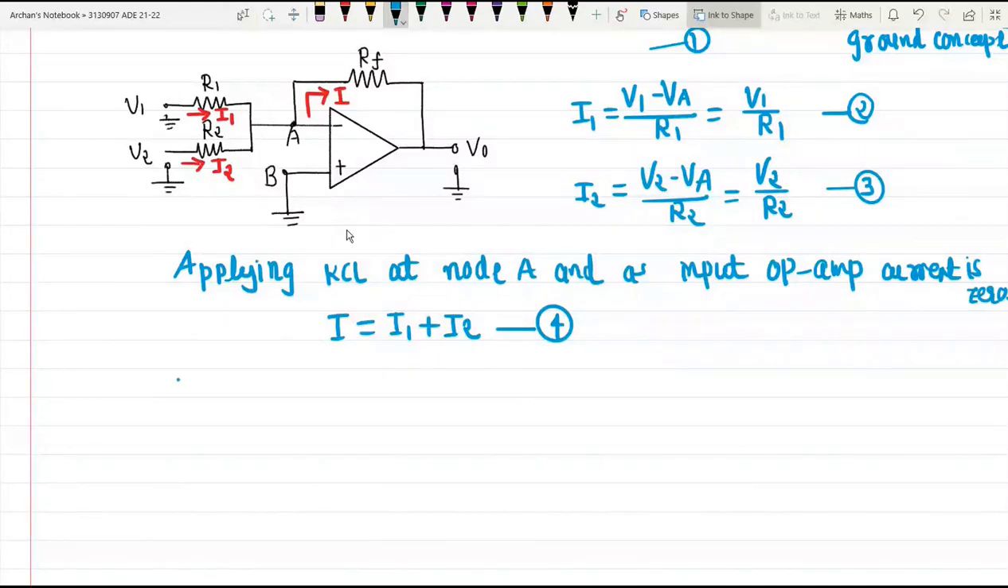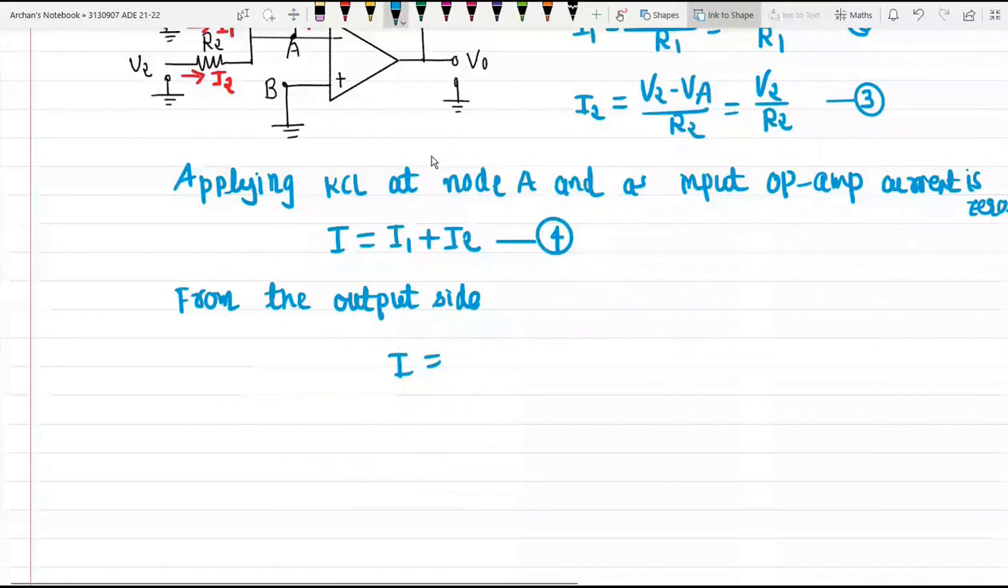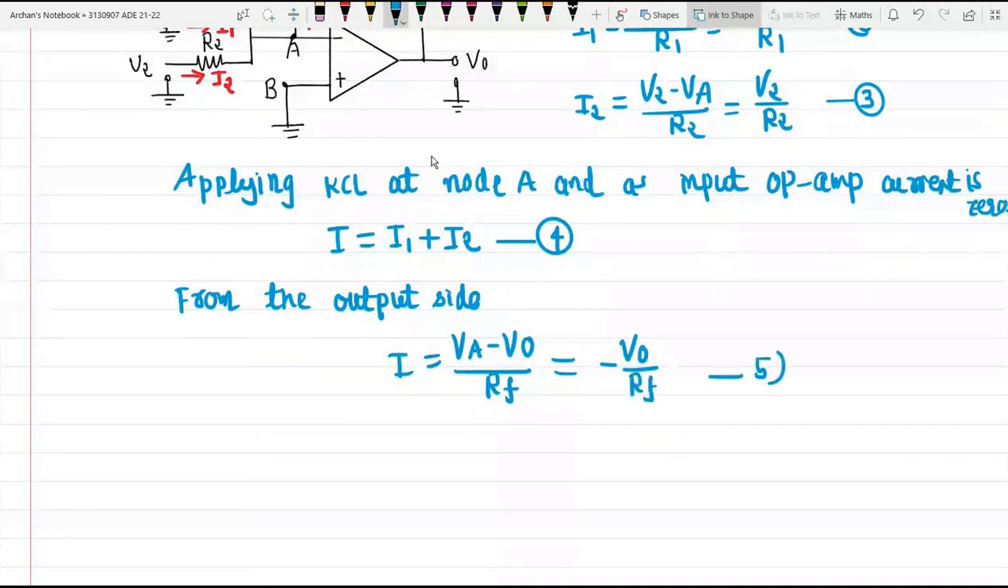From the output side, what is I? See, current I is flowing from terminal A to the output terminal, so from VA to V0. That is the difference, VA minus V0 divided by RF. But VA, as we know, is equal to 0. So on the output side, the magnitude of current will be minus V0 divided by RF. Let us call this equation number 5.